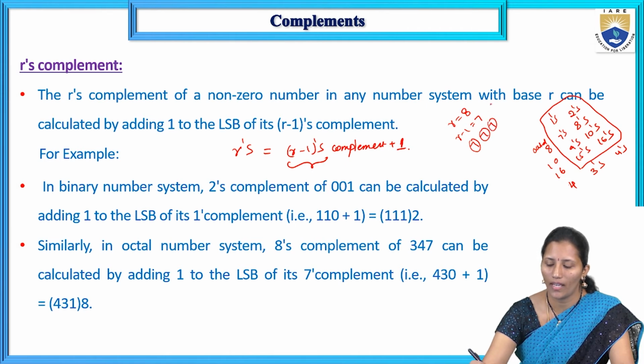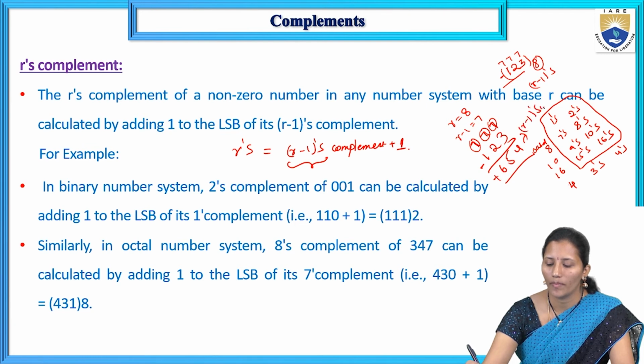Suppose I have 123 in octal. To perform r minus 1's complement, each digit should be subtracted from r minus 1. R is here 8, the radix is 8. So r minus 1 is 7. So each digit will be subtracted from 7. Then you will get this, which is the r minus 1's complement. If you add 1 to this one, you will get the r's complement.